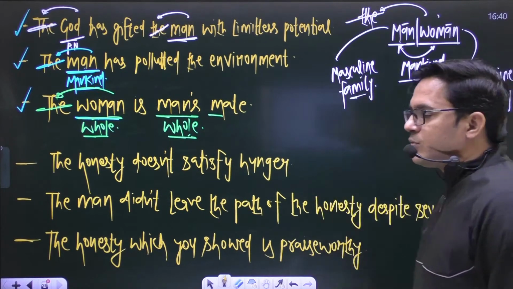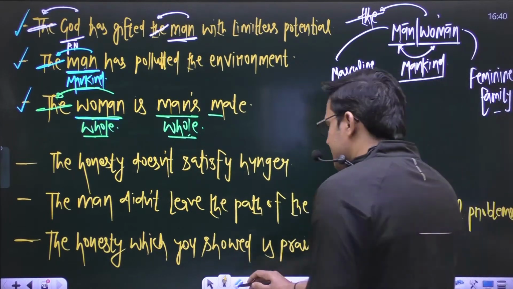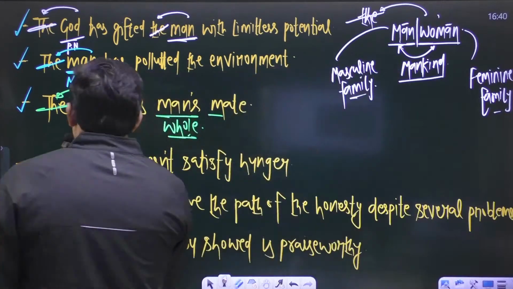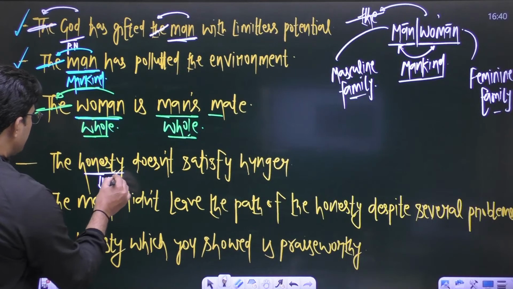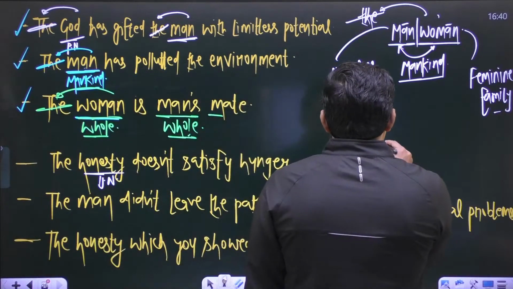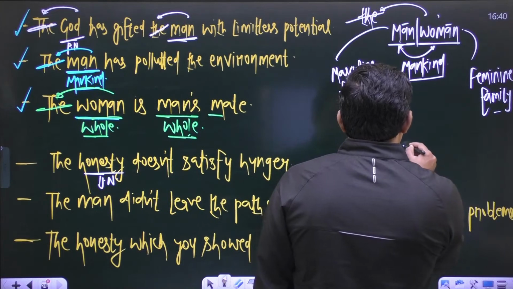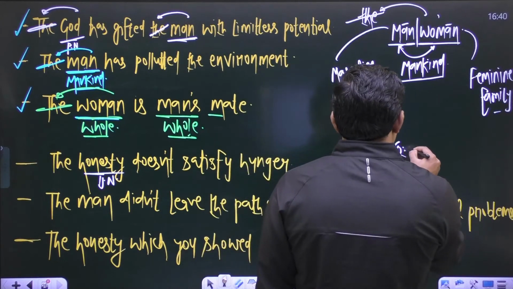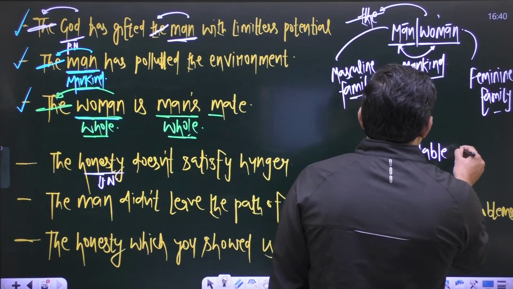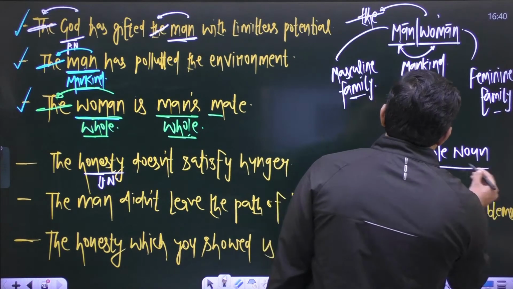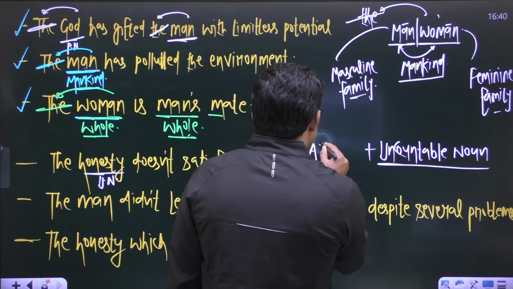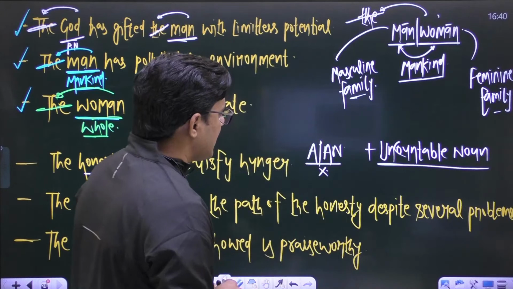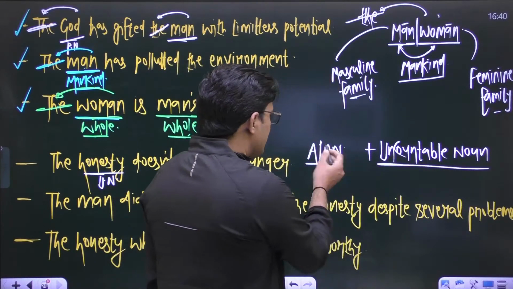Okay, now the different three sentences you have, and this is the concept of uncountable nouns. Honesty is an uncountable noun, you know very well. Make sure that if you talk about an uncountable noun, the concept is that before uncountable nouns, the article an is never used.